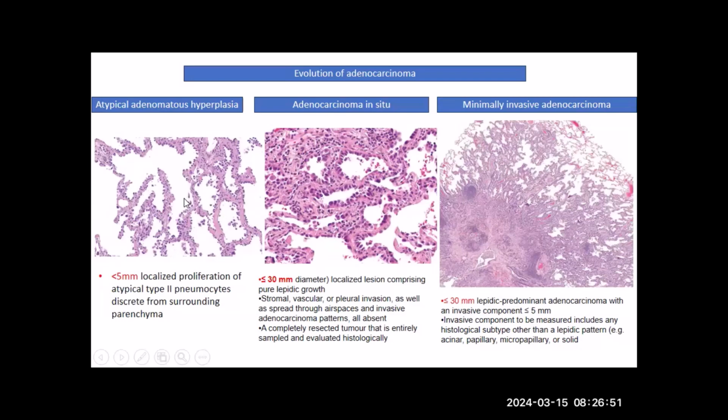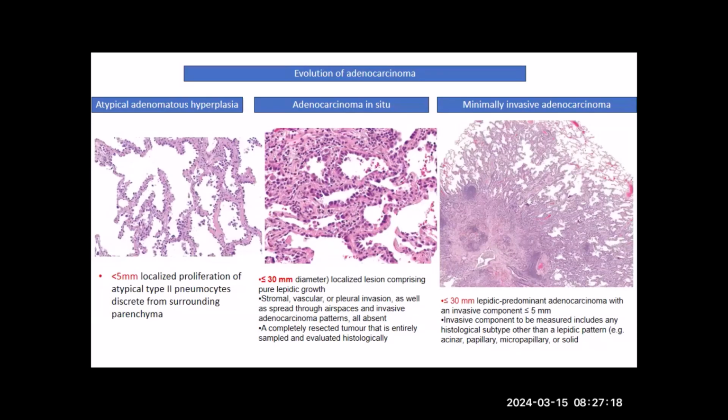If that proliferation is less than 5 millimeters and localized, it is called an atypical adenomatous hyperplasia. This can only be diagnosed in a completely resected specimen. You cannot diagnose it in small biopsies, because if we see this in small biopsies, it could be a peripheral component of an invasive adenocarcinoma.